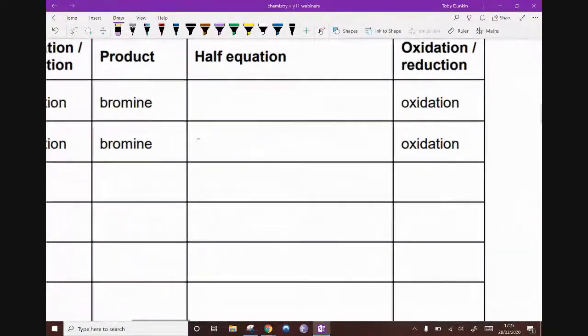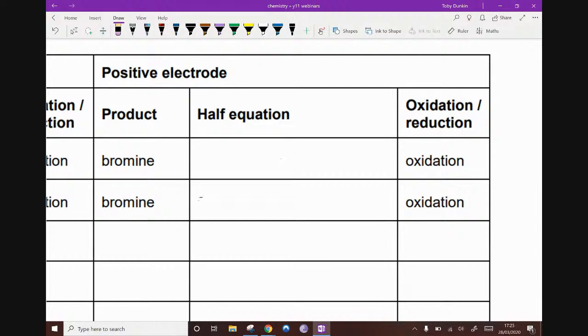So on the positive electrode, what's going in? So here's my positive electrode. And what's going to hit my positive electrode? What was in the beaker? We had Br-. What's the Br- now going to do? Well done, you said it's going to become neutral. Spot on. But remember, any element that ends in -ine or -gen is diatomic. So it's going to become Br2.